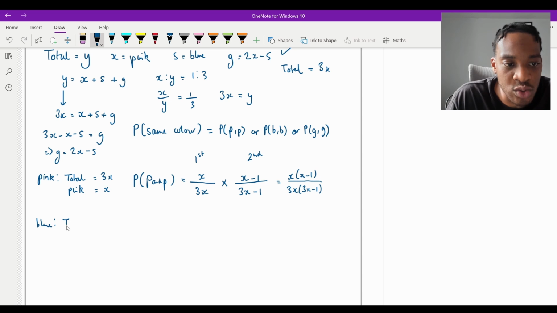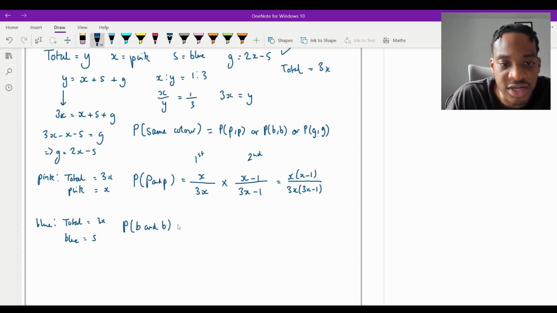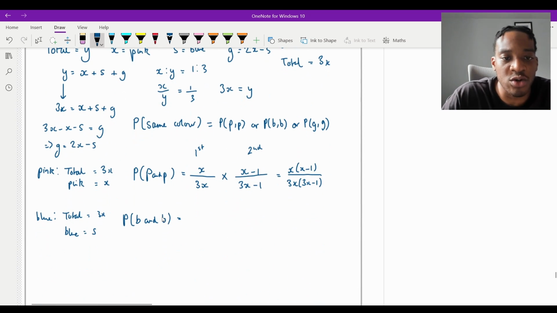And what do we know? The total is still 3x, right? But how many blues are there? There are 5 blues, isn't it? They told us. So I'm going to write blue is equal to 5, right? So now we can say the probability of a blue and a blue, B and B, is going to equal, well, on our first go, how many blues are there to start with? Remember, they told us that there are 5 blue counters. So it's going to be 5 out of the total, which we know is 3x.